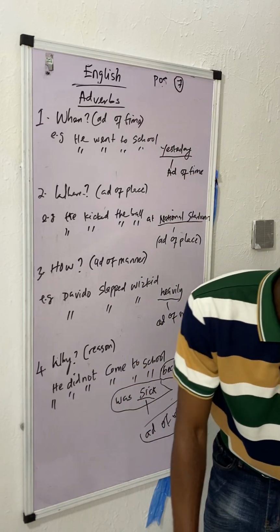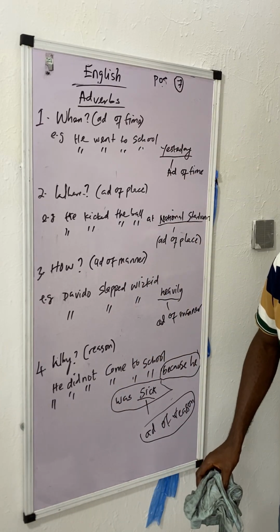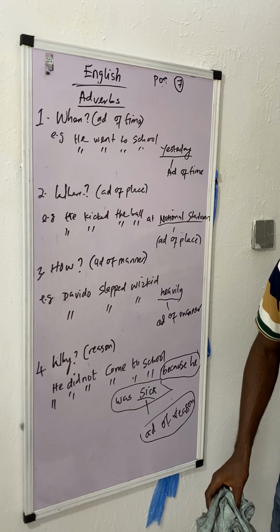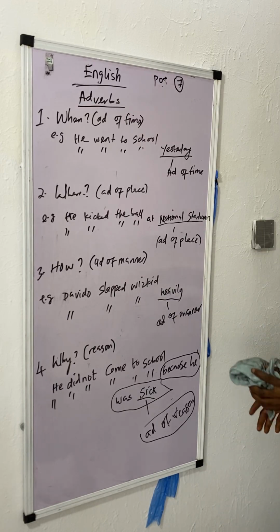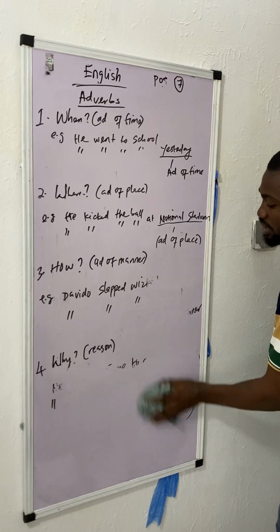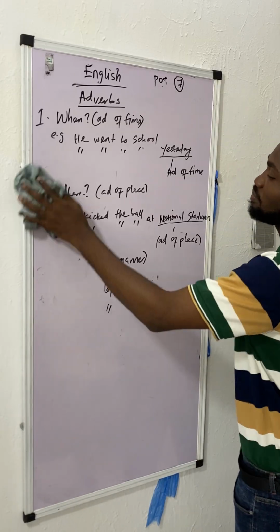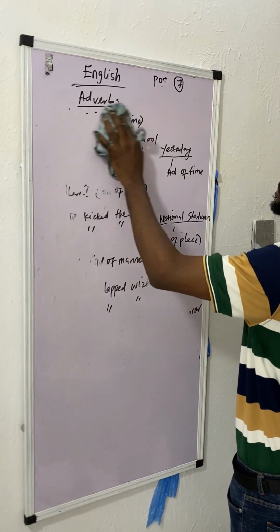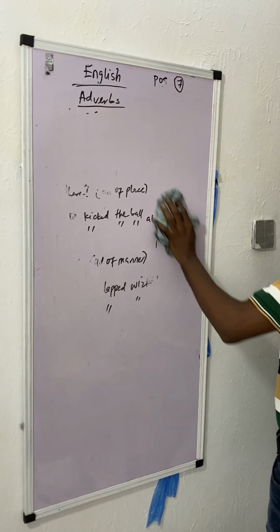Let's quickly look at the order of adverb. This order of adverb is usually adverb of manner, place, and time. That's what you have to note. Then we are going to dig deep into the adverb of time. Adverb of manner, place, time. That's the order of adverb. Manner, place, time. Don't forget.